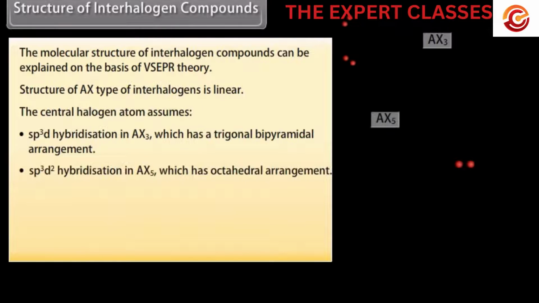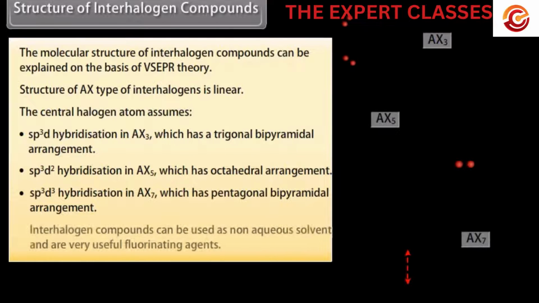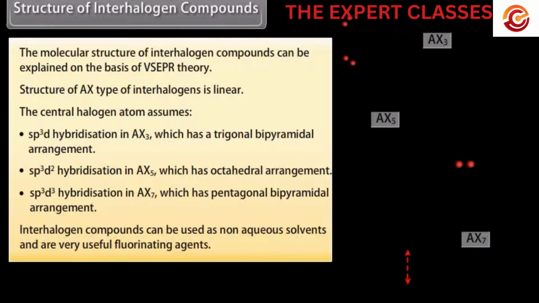sp3d2 hybridization in AX5, which has octahedral arrangement, sp3d3 hybridization in AX7, which has pentagonal bipyramidal arrangement. Interhalogen compounds can be used as non-aqueous solvents and are very useful fluorinating agents.